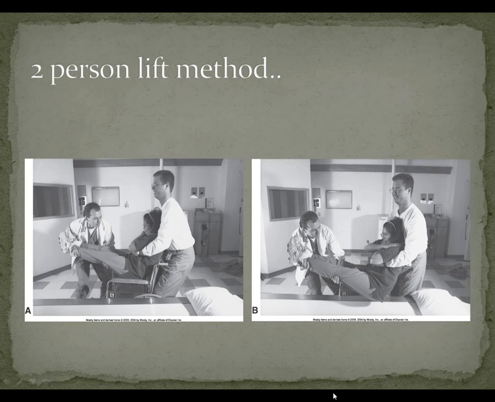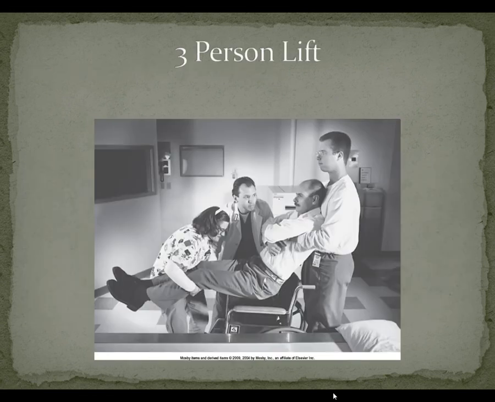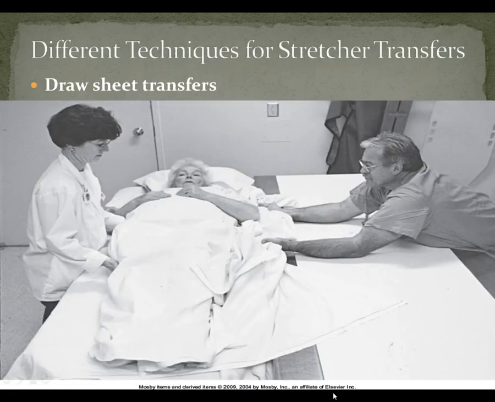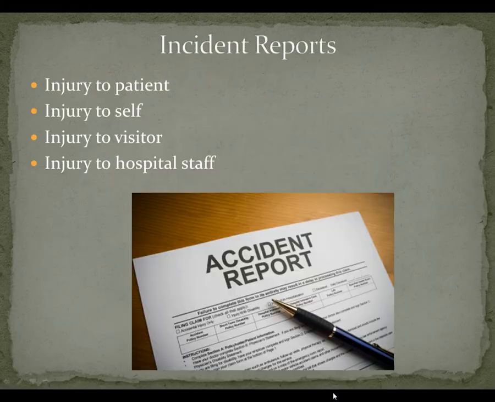This is a two-lift method used to keep injuries from occurring for patients and staff members. This is an example of a three-person lift. This is possibly for someone who is paralyzed. Stretcher transfers: there are different techniques for stretcher transfers. There's draw sheet transfers, slider boards. So please review all that in your patient care book.